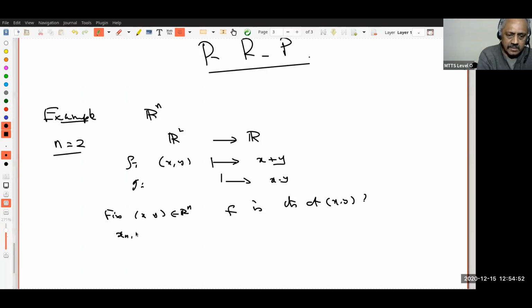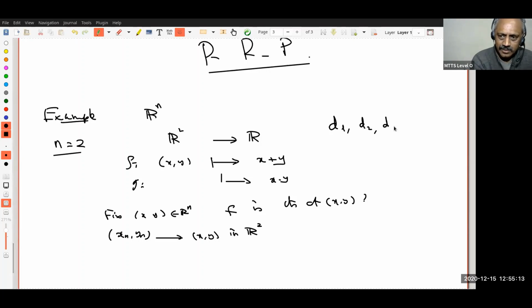So I'll take (xn, yn), which converges to (x, y) in R2. Now notice that when I want to check continuity, I should have a metric on this. I had been just saying continuity, but it doesn't make sense unless I have a metric. What is the metric? It could be either D1 or D2 or D infinity. My D will be any one of these; you fix one once and for all and work with it. It does not matter. You will see why.